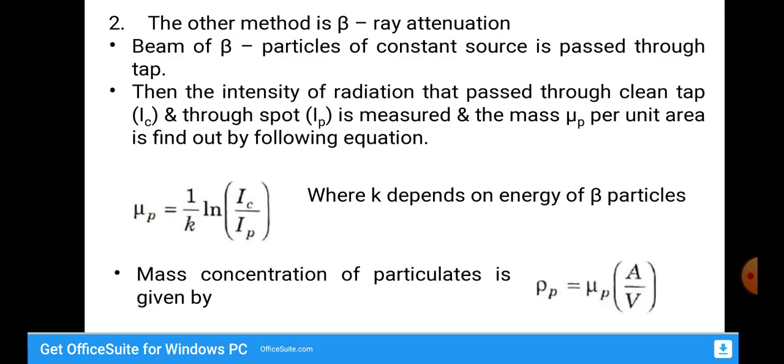We can convert it in mass concentration by equation rho p is equal to mu p into A by V, where A is area of spot in feet square and V volume of air that can be sucked by blower in meter cube.